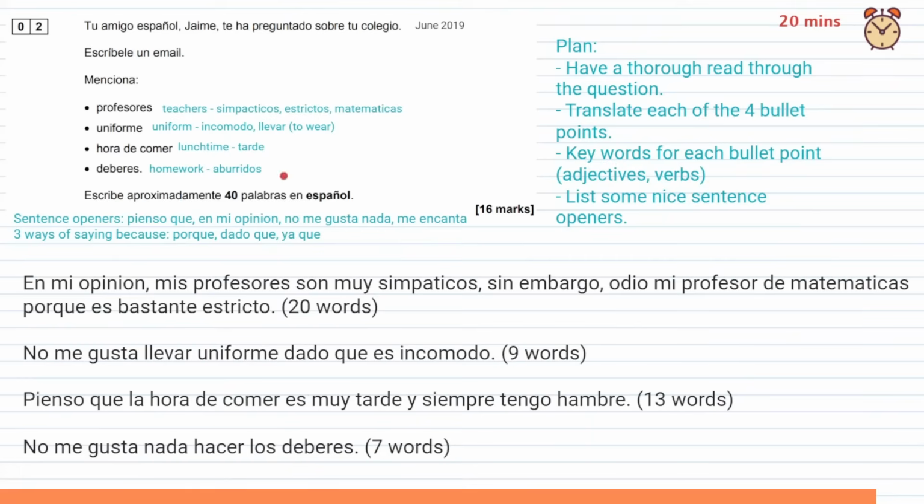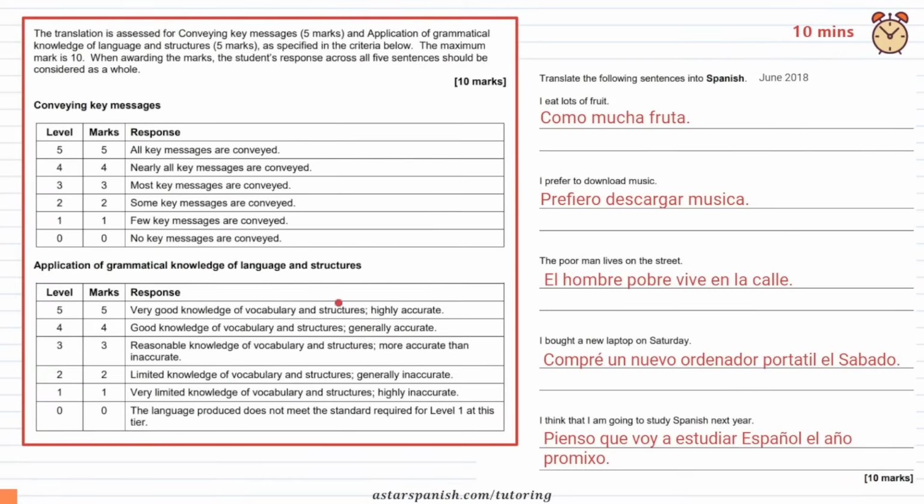Hopefully now you can see that this question is not too tricky, and this builds you up for the 90-word question later in the paper. Question 3 for AQA is a translation question. You get 5 sentences to translate from English into Spanish. Here's an example of this question taken from the June 2018 paper. This question is worth 10 marks, and 10 minutes is enough to answer it.